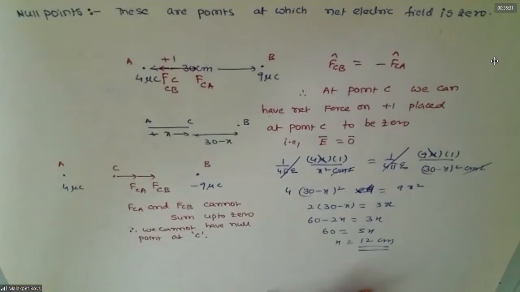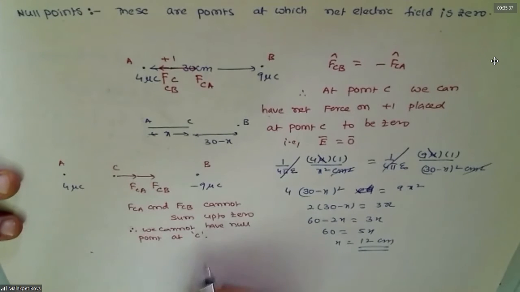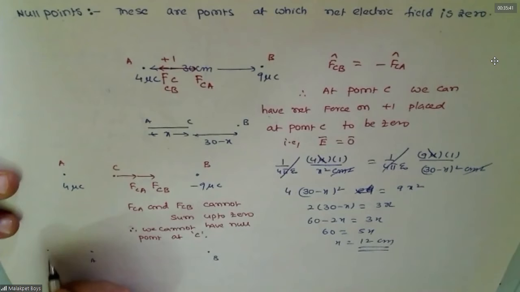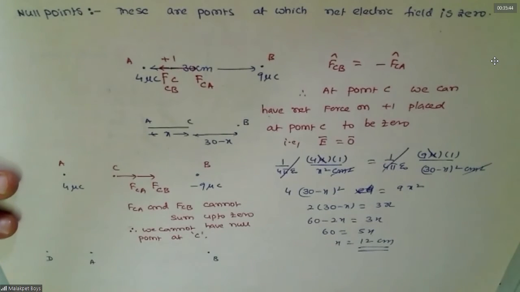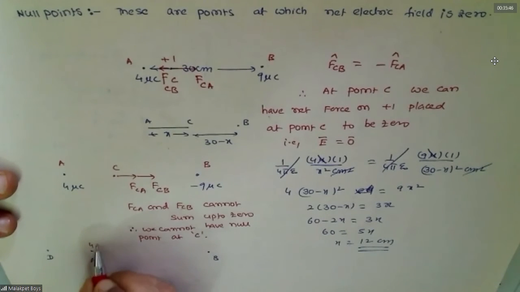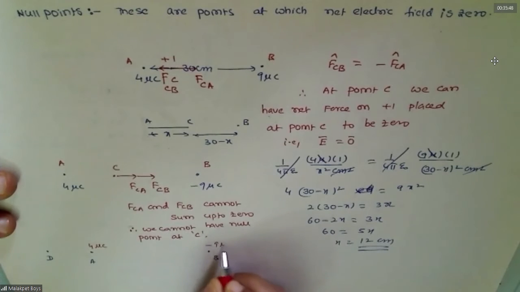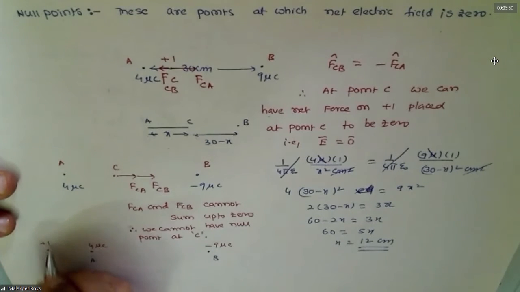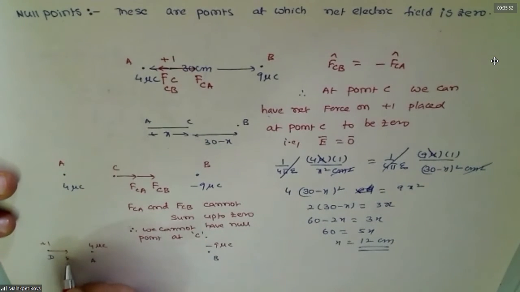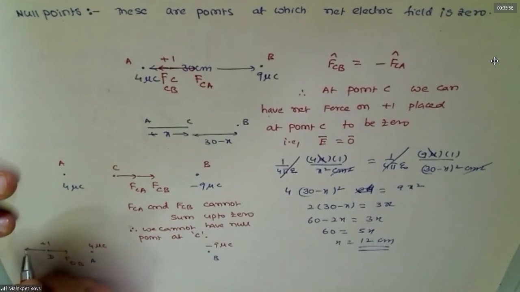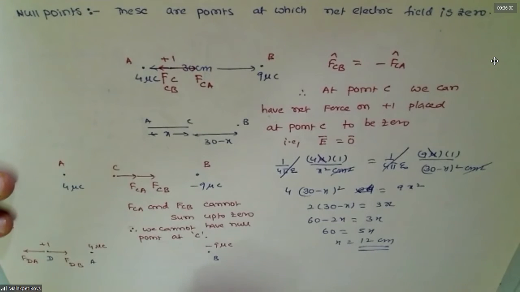Any doubt? Great, sir. So the only possibility is you have to check whether it lies outside or not. Now if I take a point D here, you can see this 5, 4. So if you keep plus 1 here, this is the force on D due to B. Is this a possibility or not? Yes, sir.